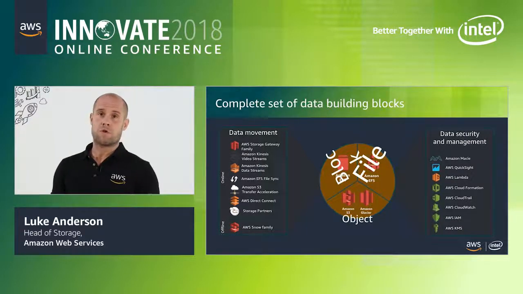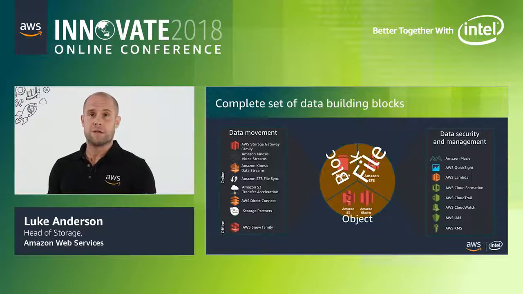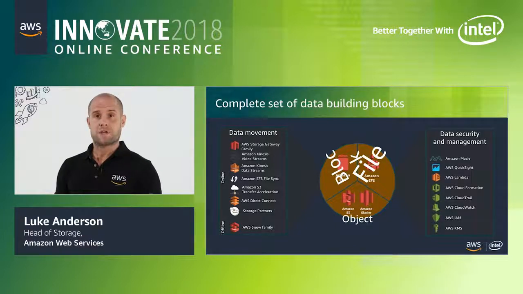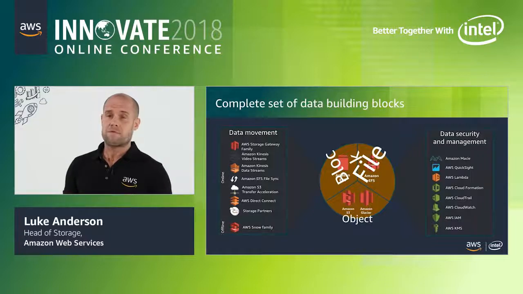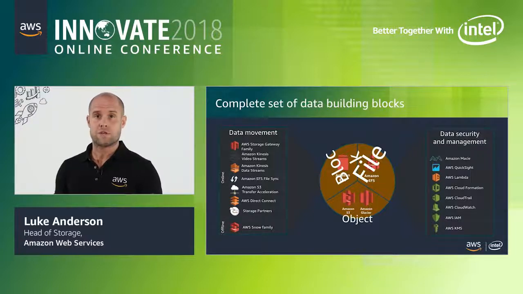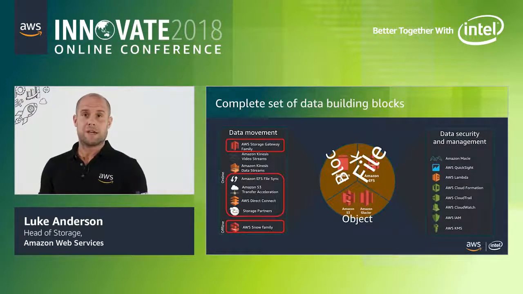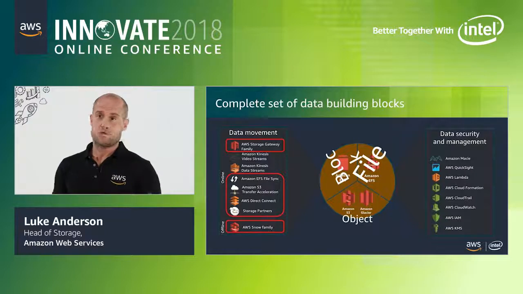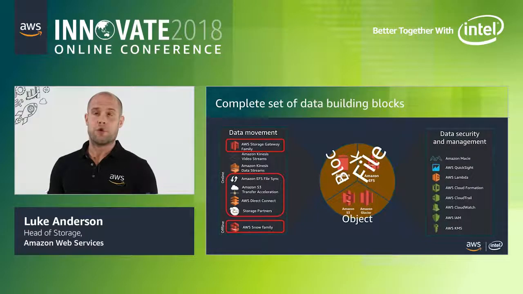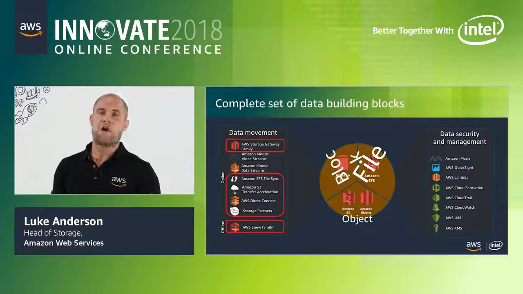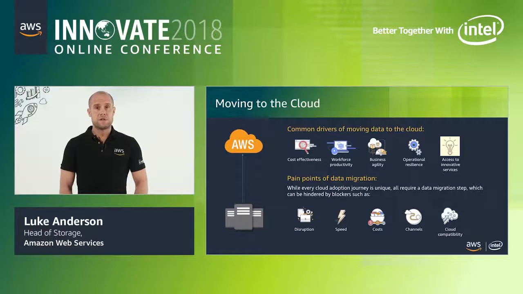The AWS object store offerings provide 11 nines of durability, which means if you store 10 million objects with Amazon S3, you can on average expect to incur a loss of a single object once every 10,000 years. So what we're going to focus on today is the AWS Storage Gateway, or Storage Gateway, the Amazon EFS File Sync service, or EFS File Sync, that we launched back in November, as well as Amazon S3 Transfer Acceleration, and finally, the AWS Snow services.